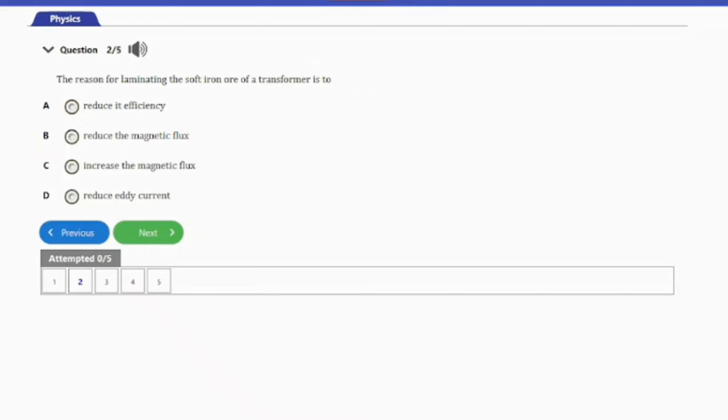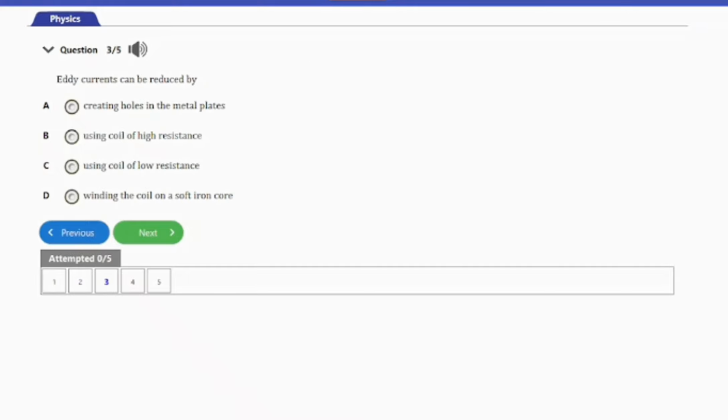So that's question number 2 here. It says, the reason for laminating the soft iron core of a transformer is to A. Reduce its efficiency. B. Reduce the magnetic flux. C. Increase the magnetic flux. D. Reduce eddy currents. So guys, the answer to this question is option D here. The reason for laminating the soft iron core of a transformer is to reduce eddy currents. And that's option D here. So let's go ahead and consider the next question, guys.